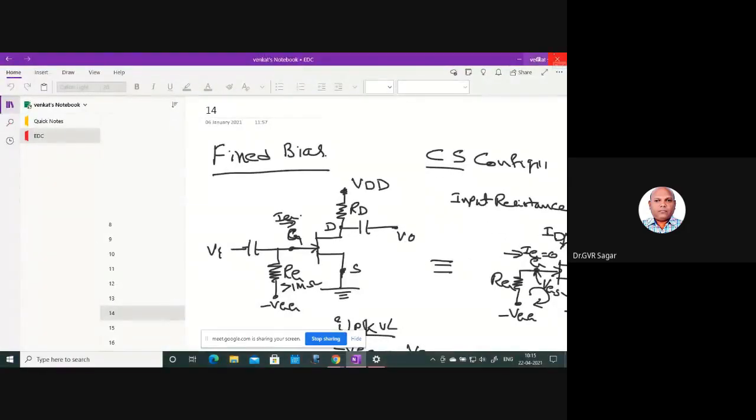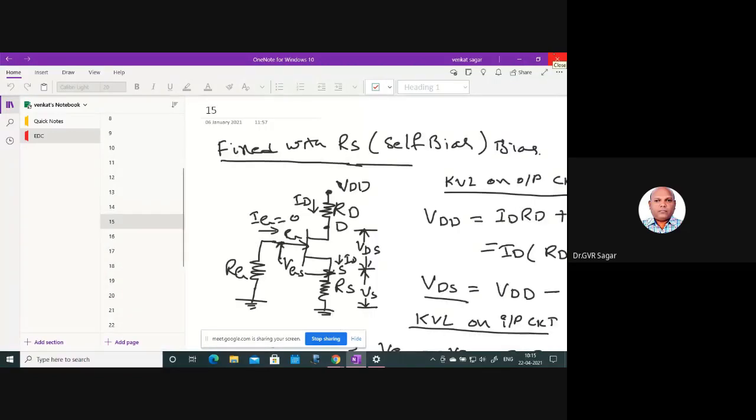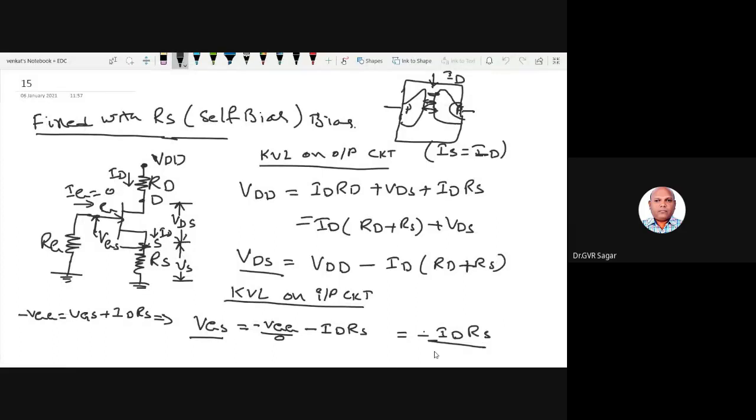And coming to the next method, fixed bias with RS. Here I have to go through the circuit, input KVL and output KVL. So we got one equation for VGS and another equation for VDS. VGS is equal to minus ID into RS. So the drop across this is equal to VGS because there is no gate voltage. If any gate drop is there, then VGS is equal to VGG minus ID RS. Because the gate voltage is 0, we write minus ID into RS. Okay.